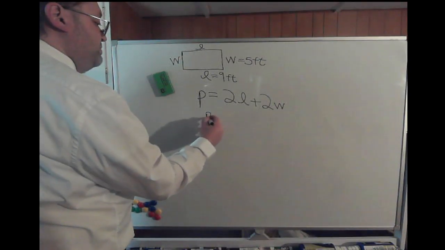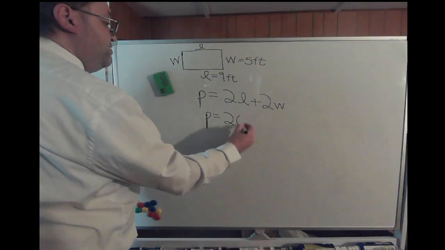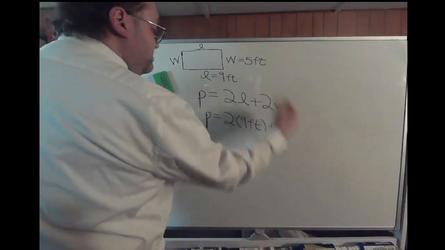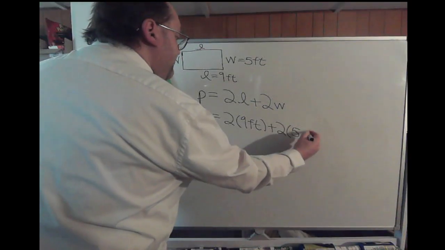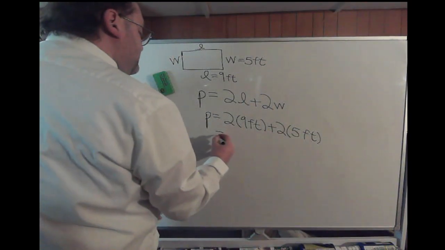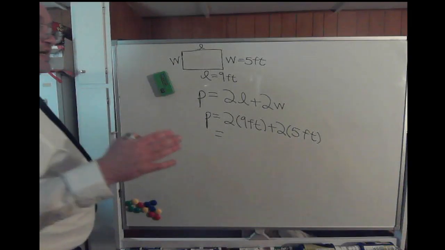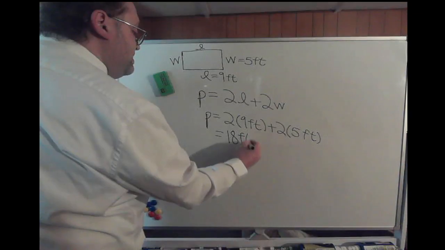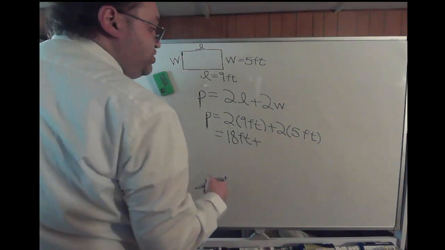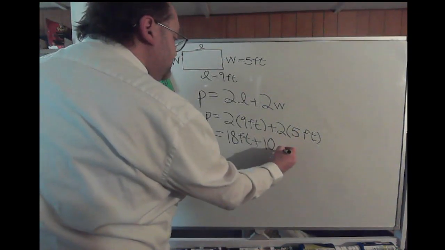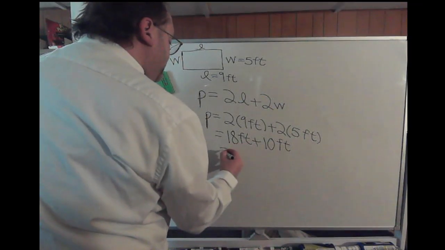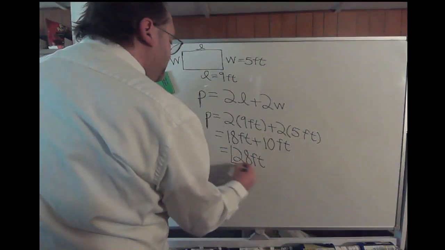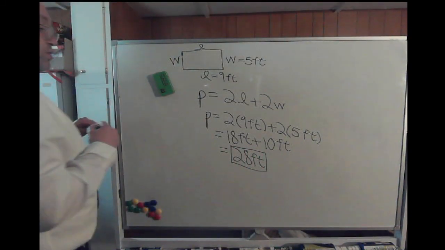So let's say in this case we did that. You would have 2 times the length, which we found to be 9 feet, plus 2 times the width, which was 5 feet, right? Now, this is an order of operation, so the multiplication comes first. 2 times 9 is 18 feet, plus then we do that multiplication of 2 times 5 feet, which would be 10 feet. So your perimeter, again, would be 28 feet. We found it by adding individually, and we found it by using the perimeter formula for a rectangle. 28 feet.